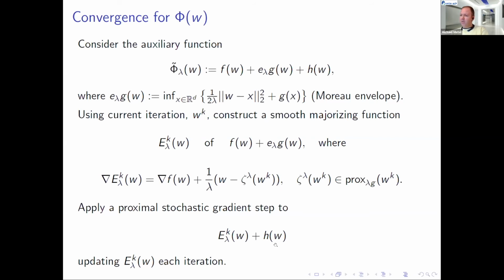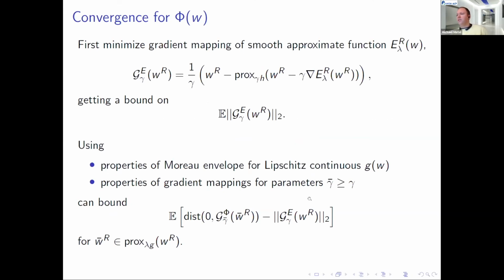But the one element of a bit of difficulty is that this function E is not constant. It's actually dependent on WK. So we're minimizing a function that's changing each iterate. I won't go into too many details on our analysis, but the general idea was, okay, we have this changing smooth function, but we were able to handle this. And so we first want to minimize the norm of the gradient mapping of capital E.